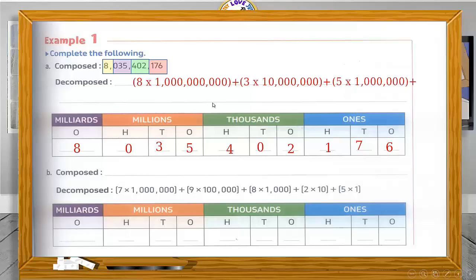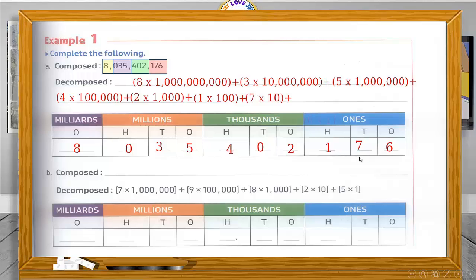4 in 100,000: write 4 times 100,000. 0 in 10,000, so you should write nothing here. Don't write anything here. 2 in 1,000: write 2 times 1,000. 1 in hundreds, so you should write 1 times 100. 7 in tens, so you should multiply 7 times 10. And in the ones place we have 6, multiply 6 times 1.